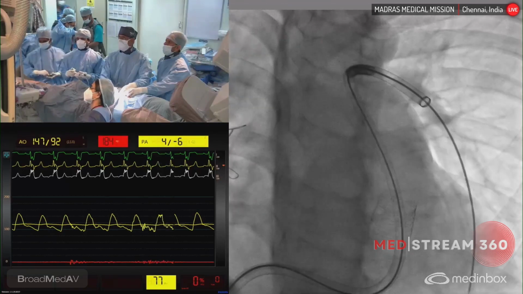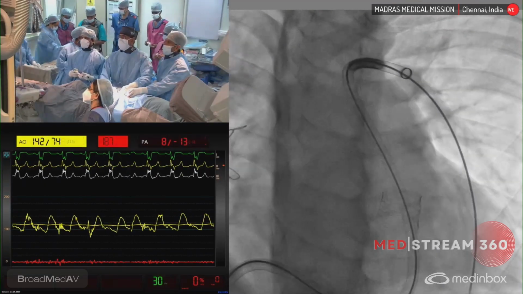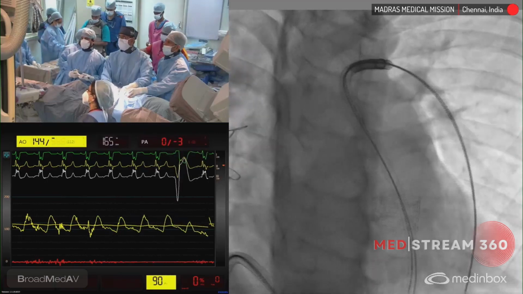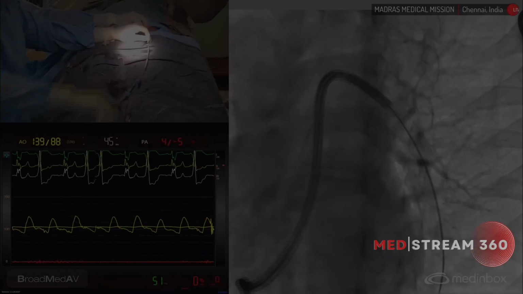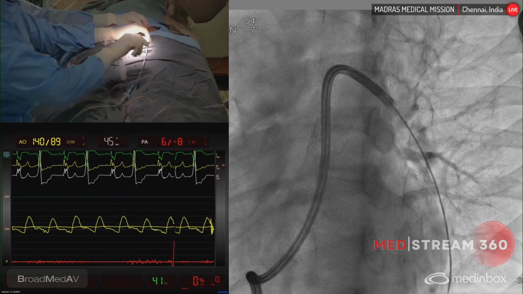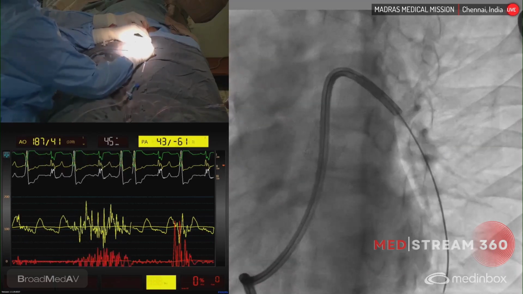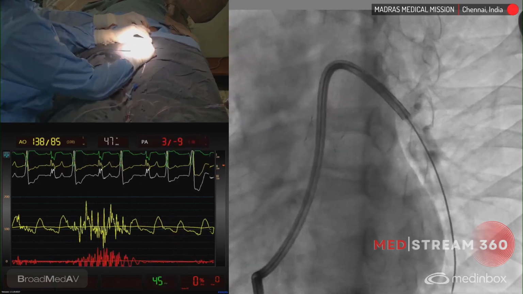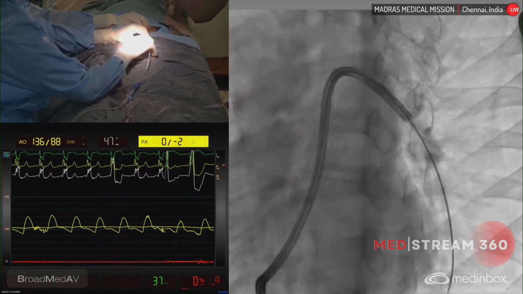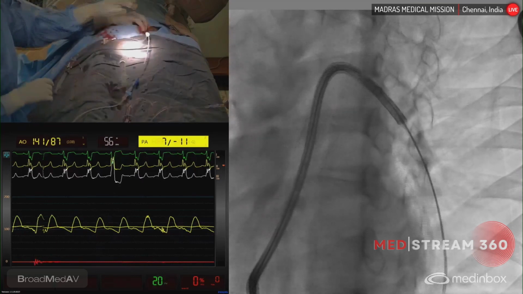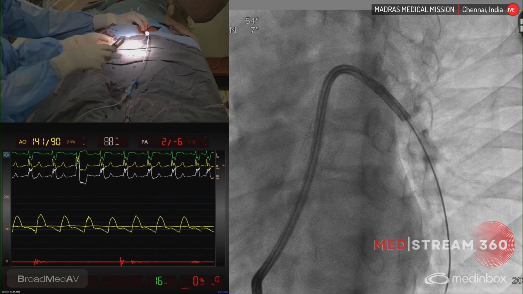I'll advance the stent a little bit more. Can you hold the wire so that I'm advancing? Yeah, I think it went in. Okay, at this point, again another picture.